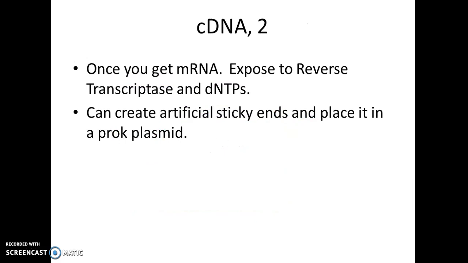So once you get the mRNA, you expose it to reverse transcriptase. How do you get it? Well, they have a poly A tail, and there's a plastic film with a lot of thymines on it. So the poly A tail will stick to the thymines when you wash it over the film. Then all you get is mRNA. Then you will expose the mRNA to reverse transcriptase and deoxynucleotides, and you will create a cDNA strand ready to be placed into a prokaryote.